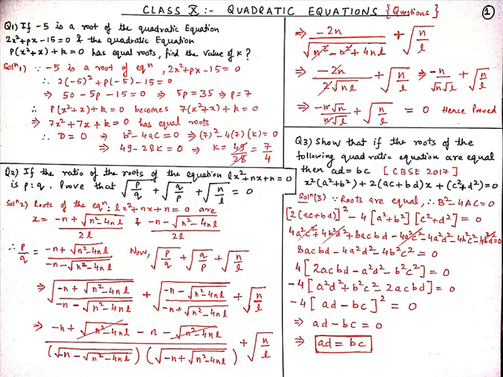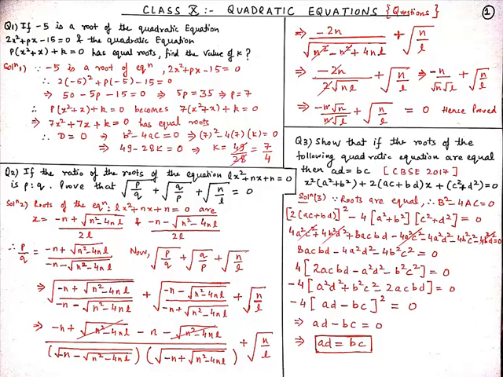And now by applying the quadratic formula, x is equal to minus b plus minus root d upon 2a, where d is equal to b square minus 4ac. So the roots of the equation lx square plus nx plus n equal to 0 are x is equal to minus n plus square root of n square minus 4nl upon 2l, and x is equal to minus n minus square root of n square minus 4nl upon 2l.